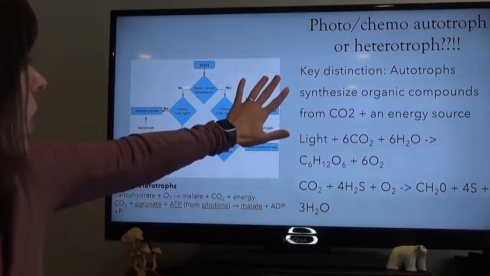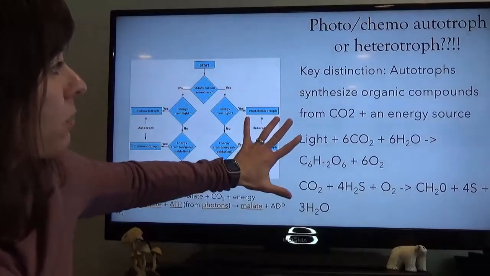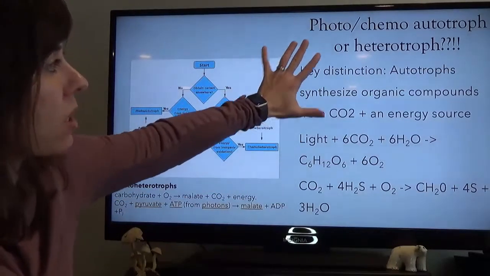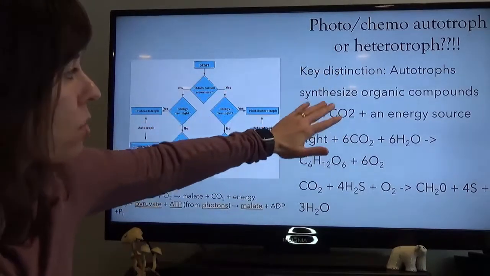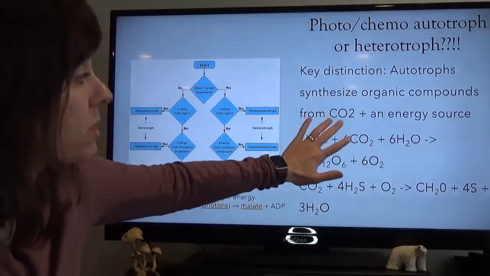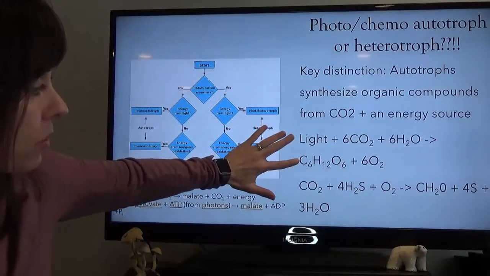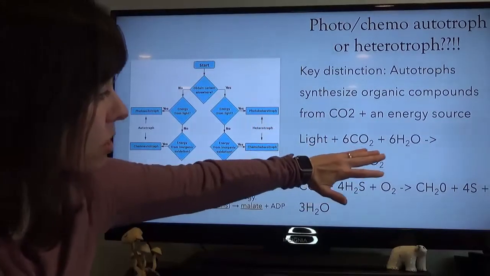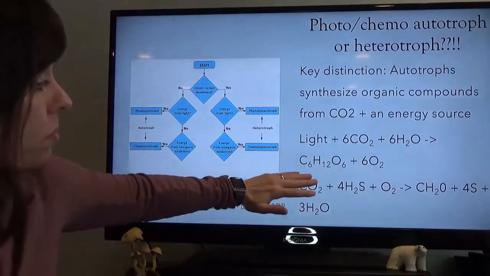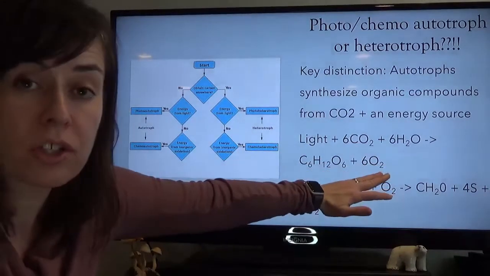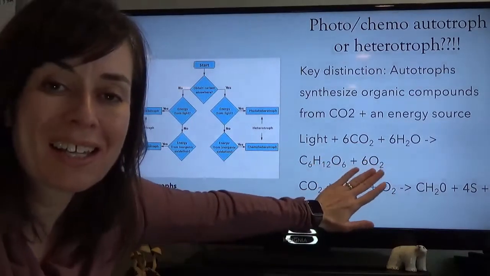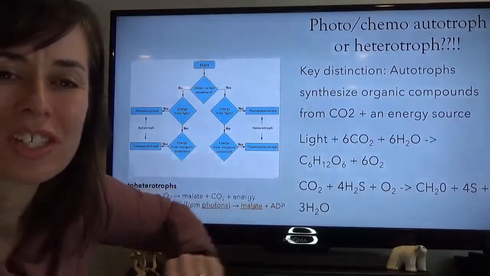Okay, so when we're thinking about the kind of organism we have, the key distinction between autotrophs and heterotrophs is that autotrophs synthesize organic compounds from CO2 plus an energy source. So we can think about our photosynthetic organisms that use light as an energy source and CO2 to produce sugars and oxygen. Okay, that oxygen that led to big changes in our atmosphere.